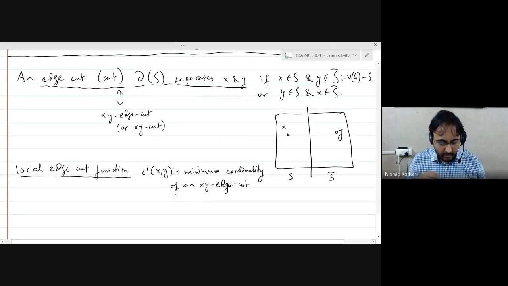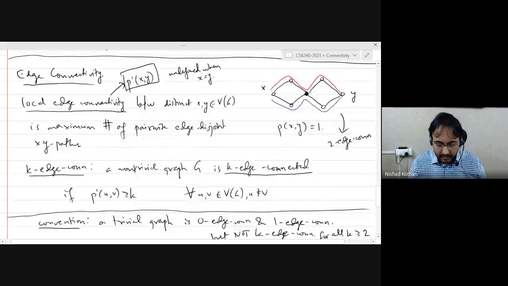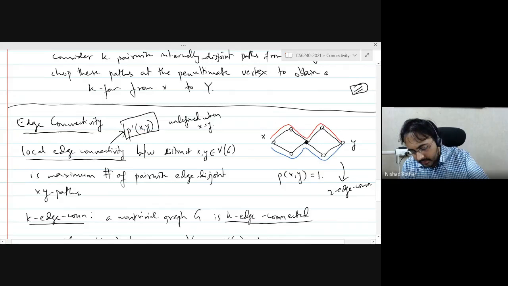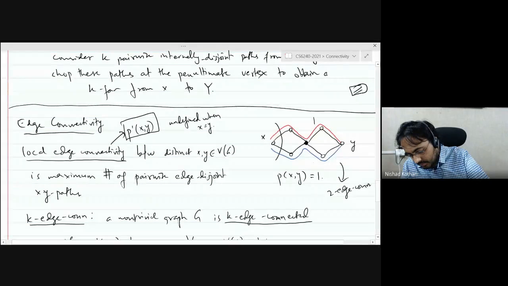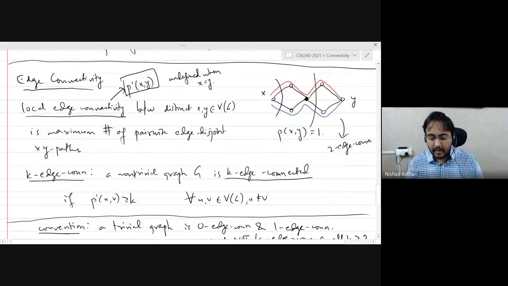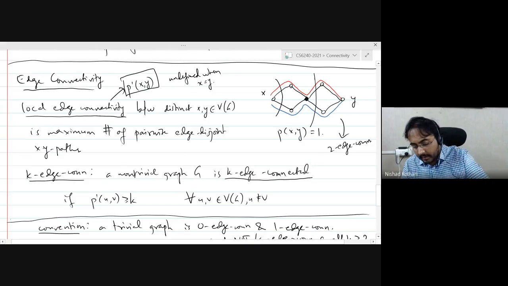I'm using edge cut right now because I don't want to confuse you with what we just saw, vertex cuts, right? So if you go back to this graph here, it's quite clear to just look at the drawing and see the minimum XY edge cuts have size 2. For example, these two edges incident at the vertex X. Or you can take these two edges, right? So these are all XY edge cuts of size 2. And the fact that they are of size 2 and that this is the minimum size is not surprising because the graph is two edge connected.